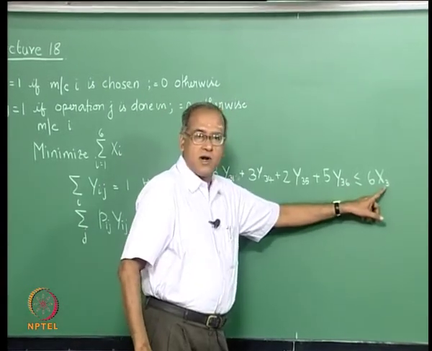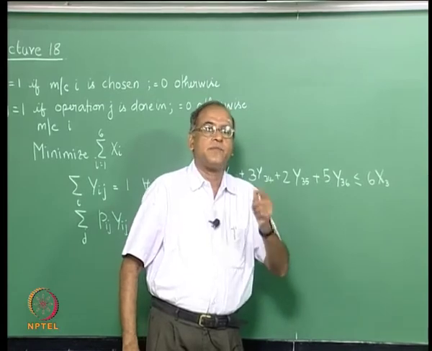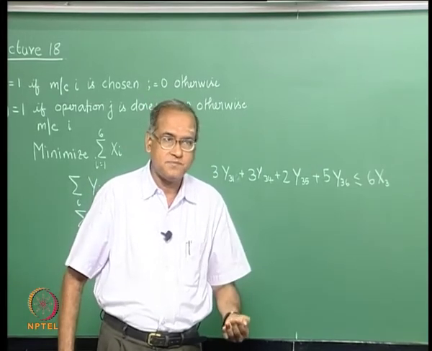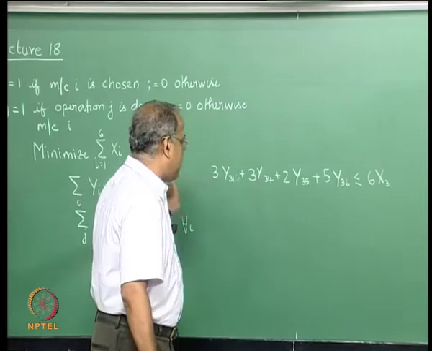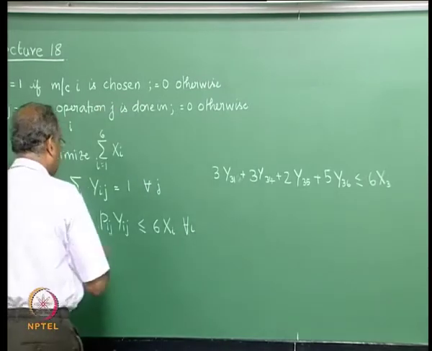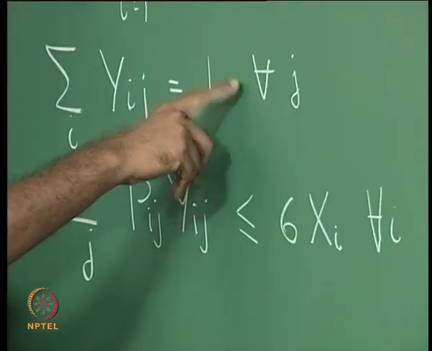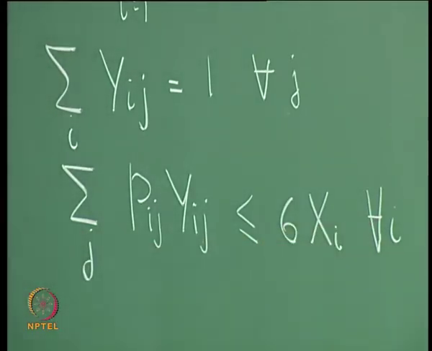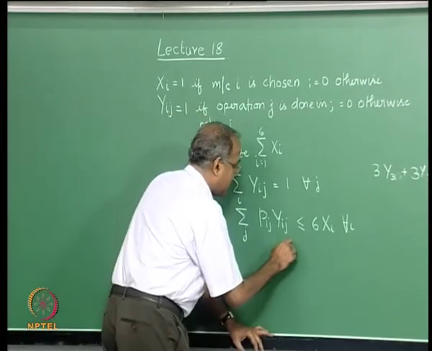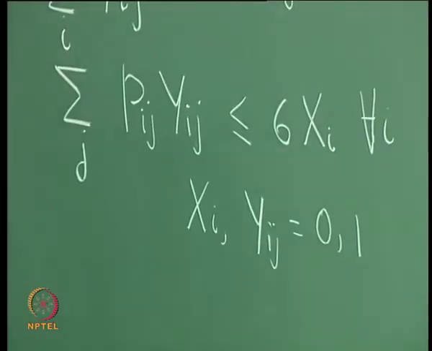because only if this machine is chosen can we assign operations to that machine. So, only if x_3 equals 1, then 6 units of time are available on machine 3. If x_3 equals 0, then 6 units of time are not available, only 0 units of time are available. And therefore, we will not be able to allocate any operation on a machine that is not chosen. So, this would contain, for every j, in our case 6 constraints corresponding to each of the columns, and another 6 constraints corresponding to each of the rows or machines, and then we will have x_i, y_ij equal to 0, 1, or binary.